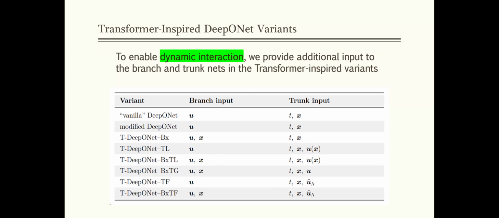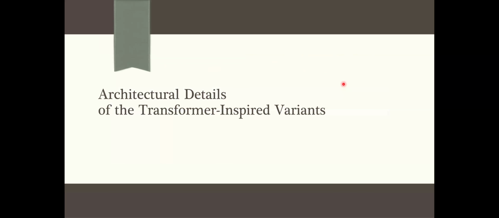To get a better idea of these variants, let's look at this variant called bx. In this variant, the branch network can see the spatial coordinate x of the query point. So we simply call it b for branch, x for x. So it is called bx. This is different from the vanilla DeepONet, and it effectively creates some query-dependent coefficients. So far, we have seen how we can enable cross-conditioning in DeepONet by giving additional inputs to the branch and trunk networks, inspired by the attention mechanism in transformers.